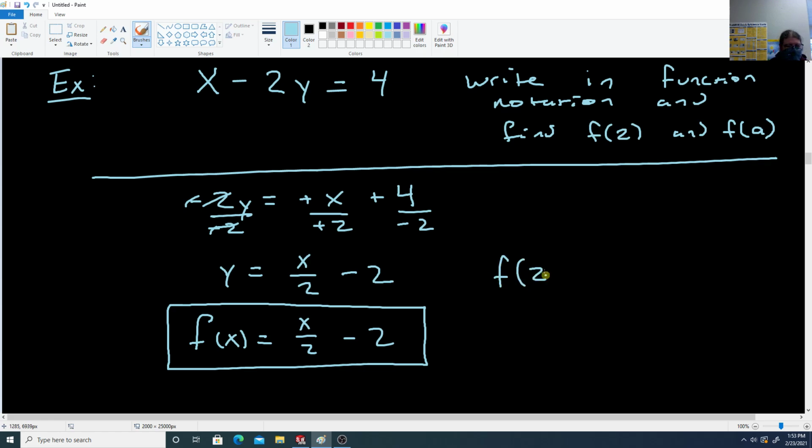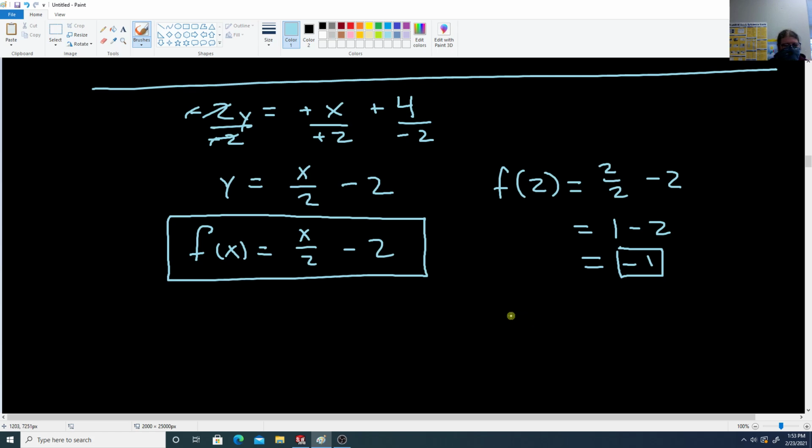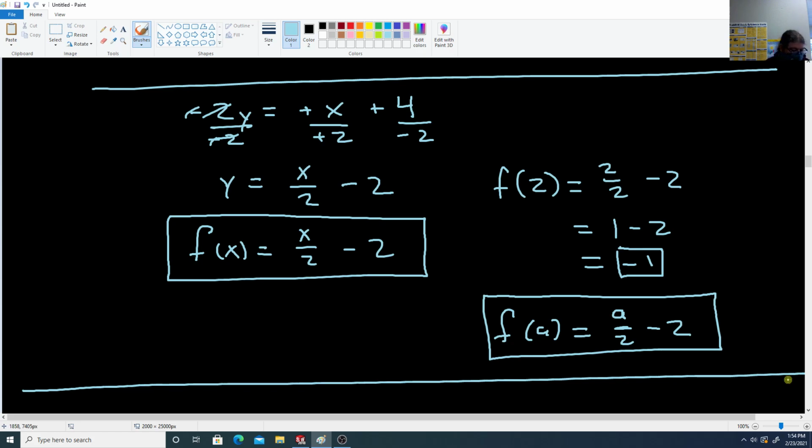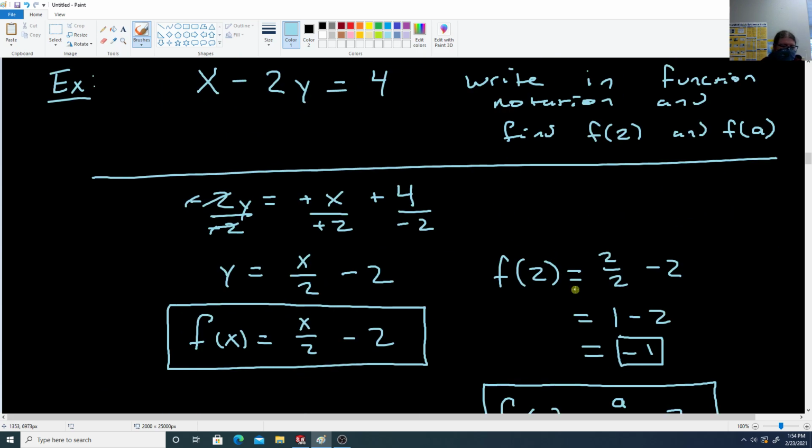Then I want to find what is f of 2. So to get f of 2, I plug 2 in for x, and I get 2 over 2 minus 2. This is 1 minus 2, which is negative 1. And then if I want to find f of a, I replace x with a, so I get a over 2 minus 2. And that one I just leave. There's not really anything else I can do to simplify that. So that is getting the equation in function notation, and then finding a couple of points like f of 2 or f of a.